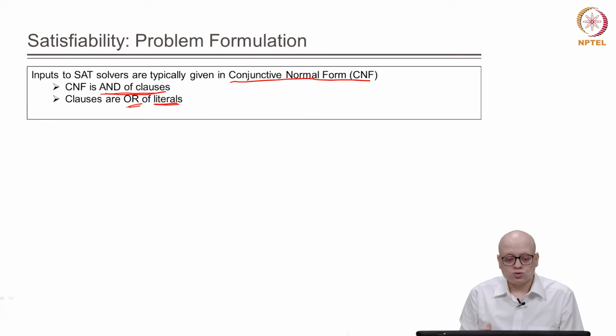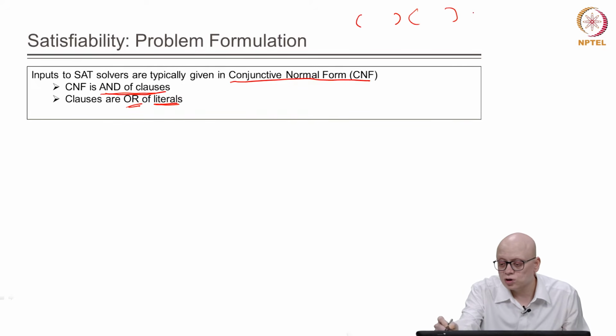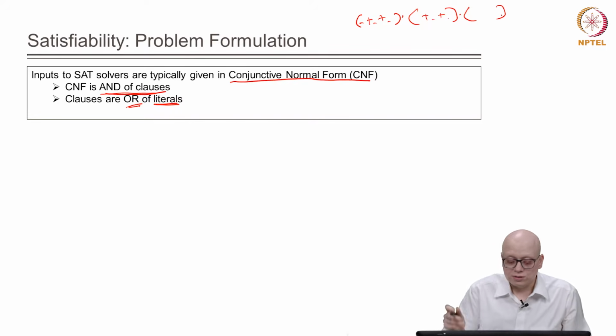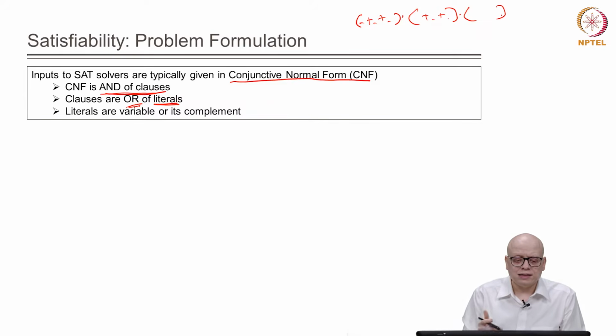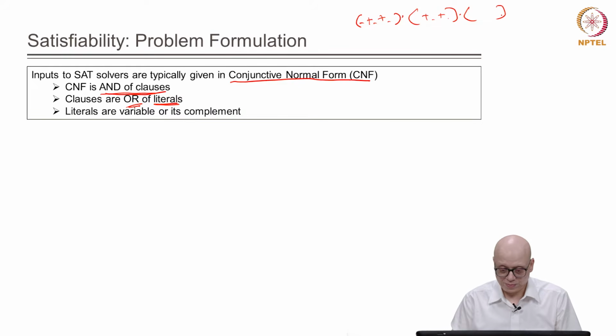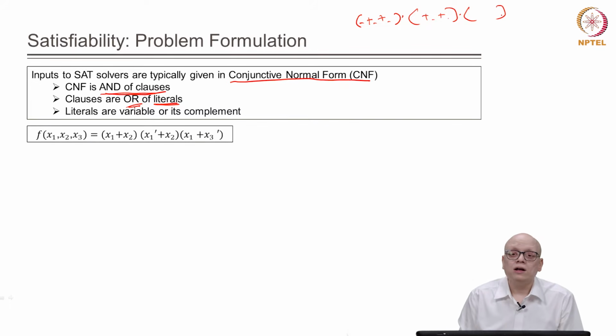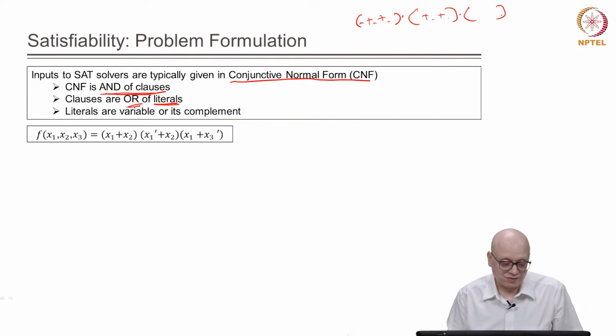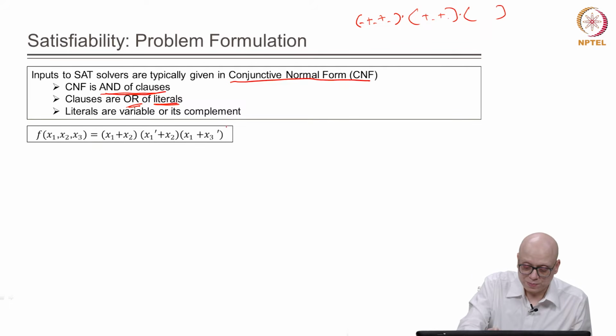So, a function represented in CNF is AND of various clauses, and clauses are basically, so AND of clauses, 1 clause, 2 clause, 3 clause and so on, and these are ANDed together, and each clause is an OR of literals, meaning that we have plus, plus and we will have literals here, and so on. And what are literals? We have seen earlier that literals are a variable or its complement. So, let us see an example of a function represented in CNF. This is a function which is represented in CNF.